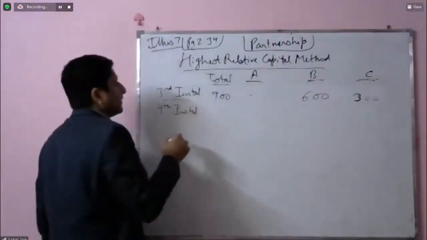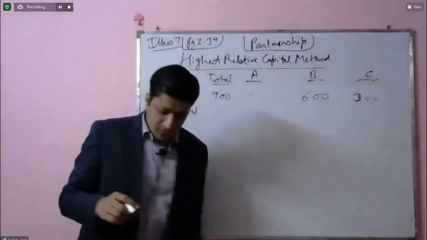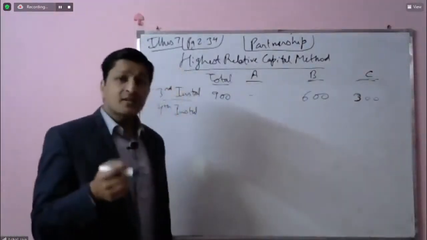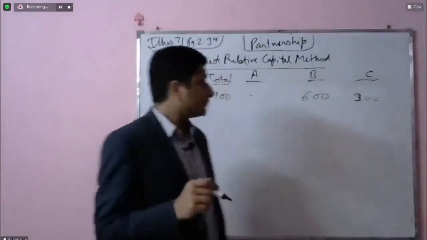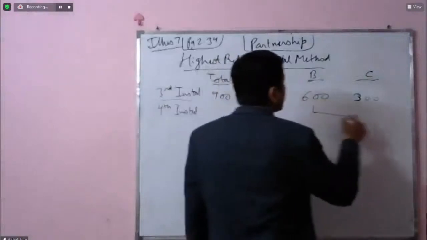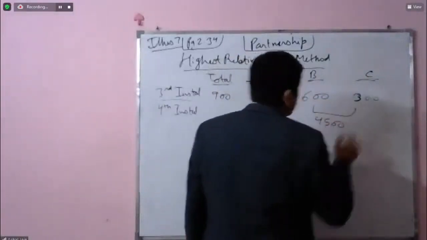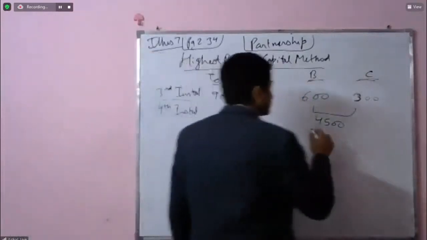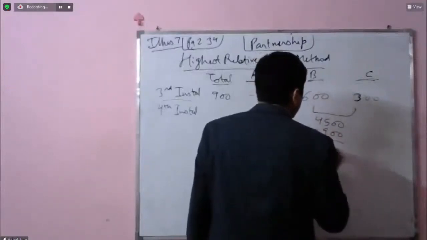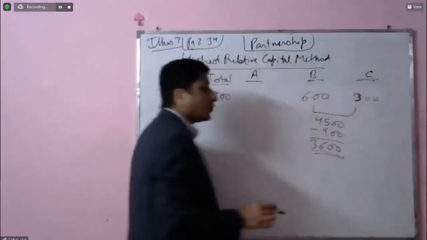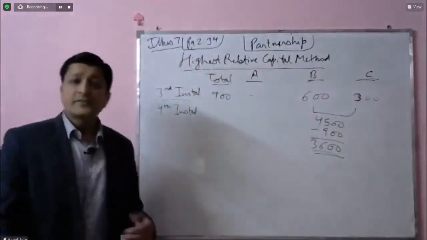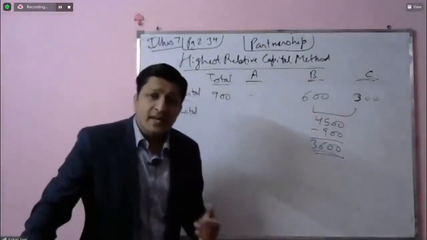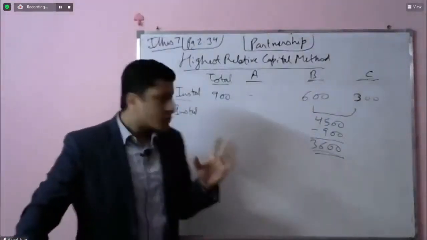Fourth installment, an amount equivalent to 6,000 was received. Now, can this 6,000 go to all? No. Can this 6,000 go to B and C only? No. B and C had contributed 4,500, out of which 900 has already gone to them. Still, an amount equivalent to 3,600 is paid first of all to B and C, so that their excess capitals are paid first.